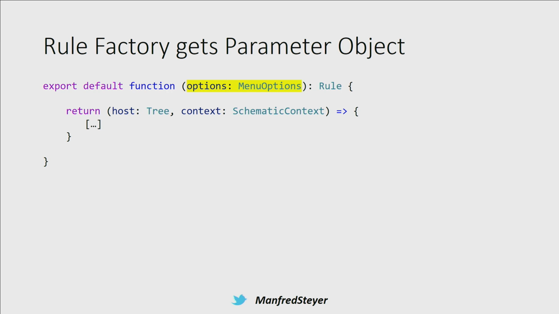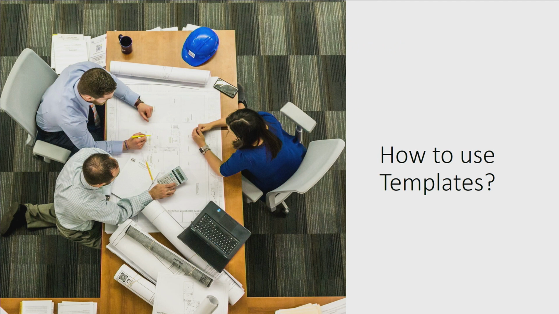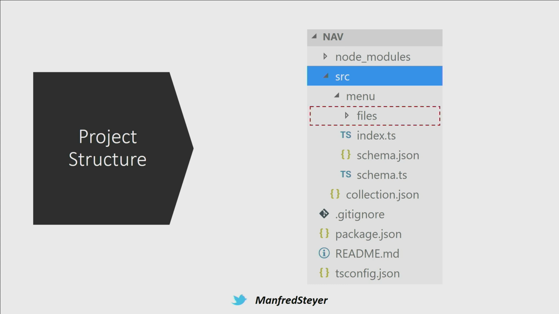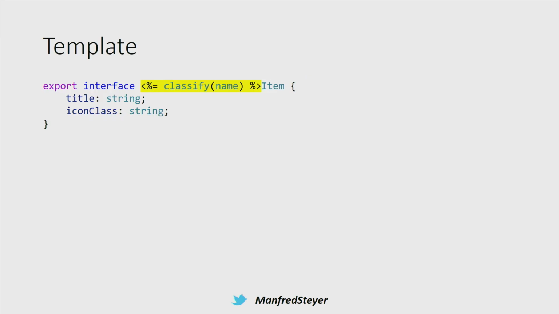Of course, when we want to create such a side menu component, we don't want to write everything with TypeScript. We want to use templates that tell the generator how a component class looks like, or how a component template looks like, or how the service looks like. And for this, I've created a folder files. It is not a rule to have a folder with the name files, but it is very common. When you look, for instance, in the schematics for the Angular CLI, you also find a folder files. And within this folder, you have templates like this one.